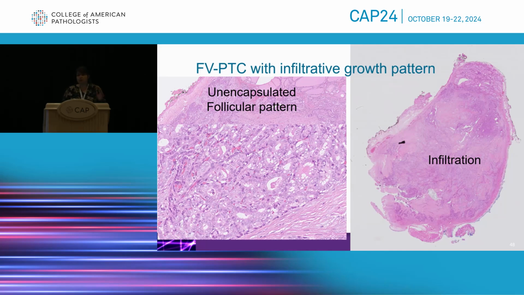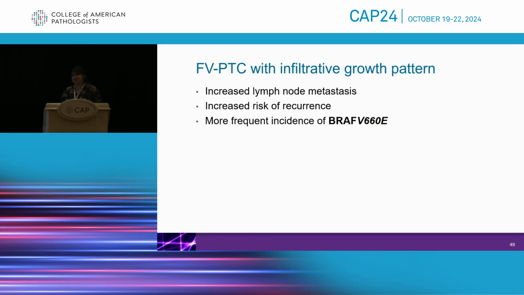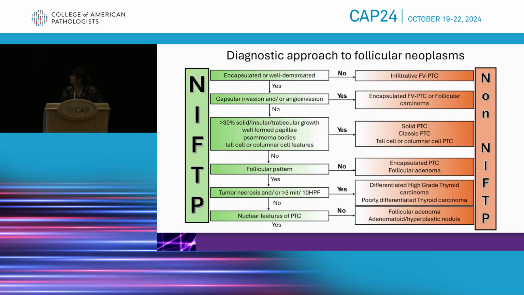And like I mentioned, we discriminate between the encapsulated and the infiltrative type just because these are behaving differently. These seem to be completely distinct from a biological standpoint as well. These lesions will bear BRAF V600E mutations, and they have increased risk of recurrence and lymph node metastasis compared to the encapsulated variant that I described to you before.